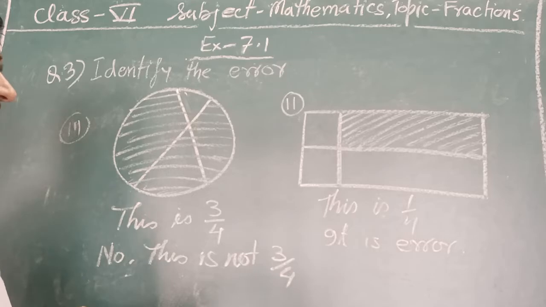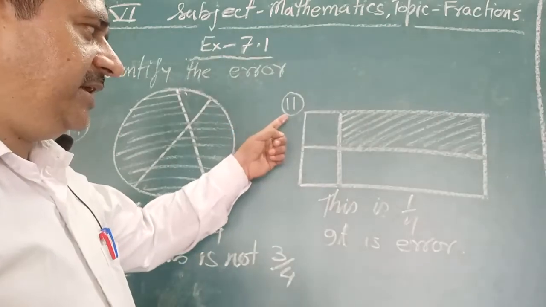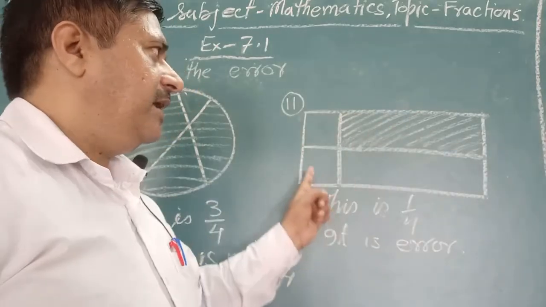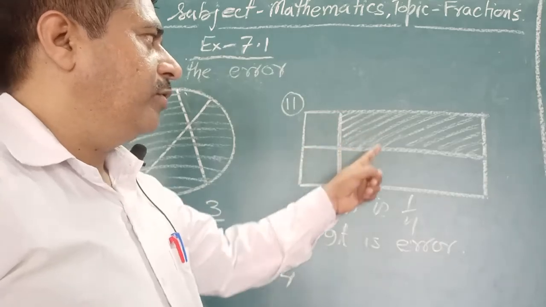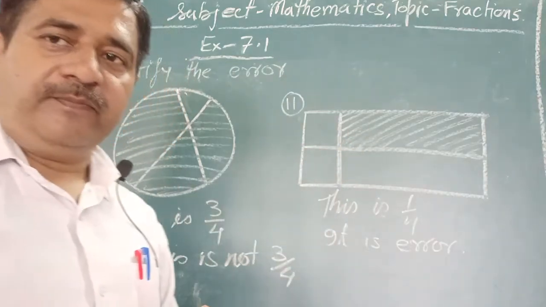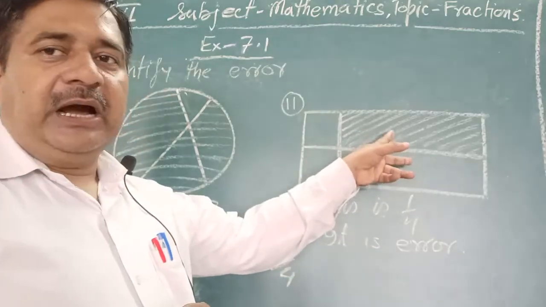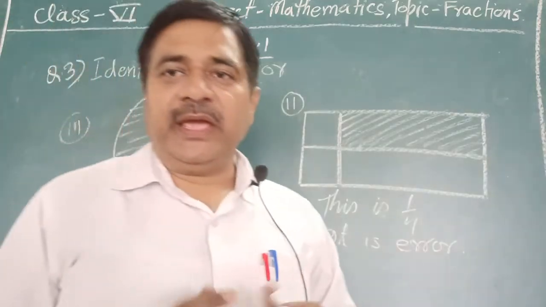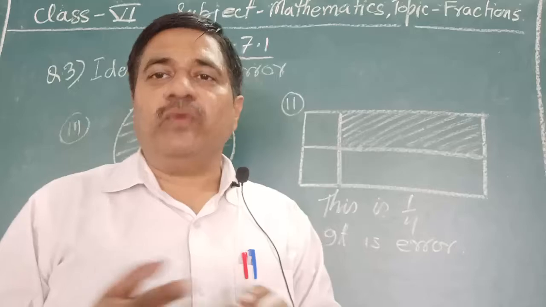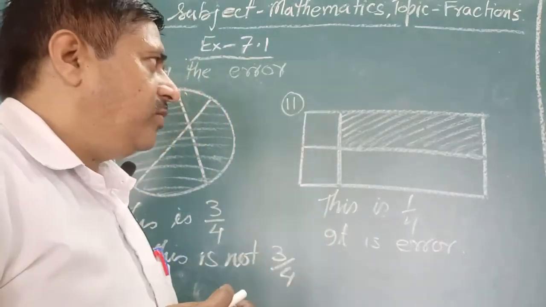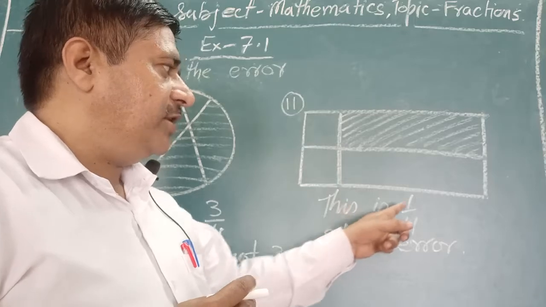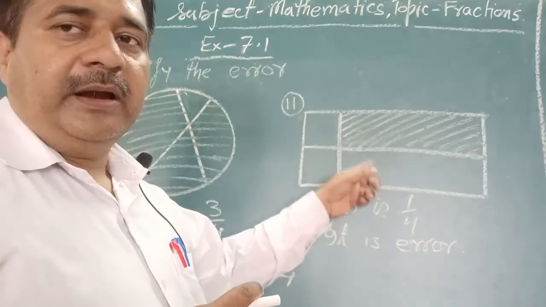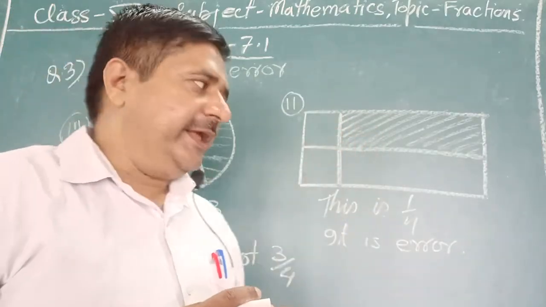Okay, so now the second part. First we take the second part. Here is a rectangle, and the rectangle has 4 parts, but these parts are not equal. Two parts are greater and two parts are smaller. So for fractions, first you make all parts equal. So here, if we write this as 1 by 4, it will be wrong.